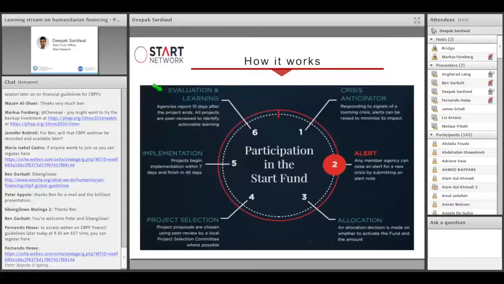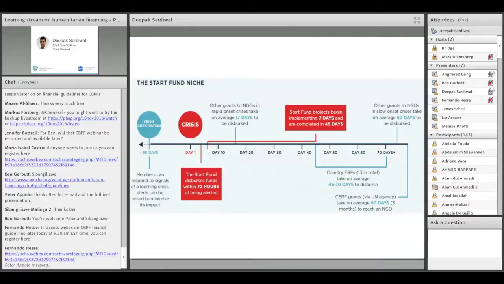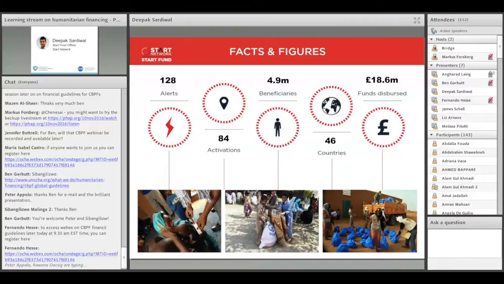So it's this ability of the fund to respond early and quickly to the three types of emergencies I mentioned earlier that provides its niche. While there are other funds available to NGOs, which are complementary of course, many of these operate through longer time horizons. So, key facts and figures of the START Fund so far.